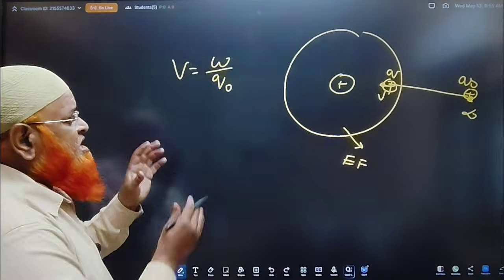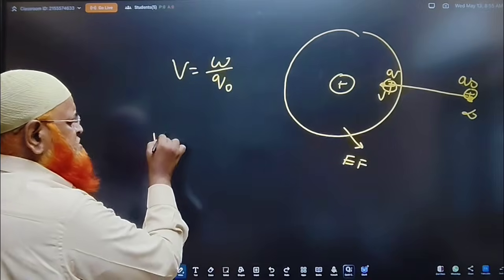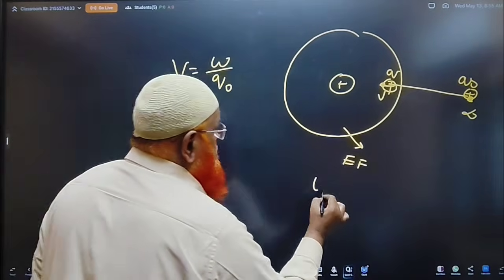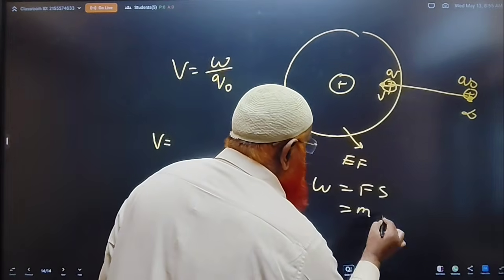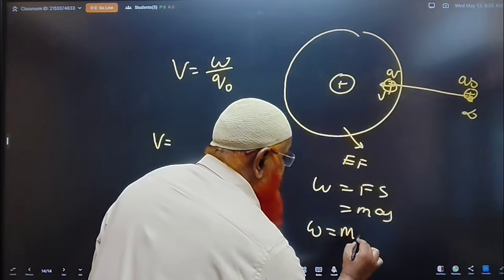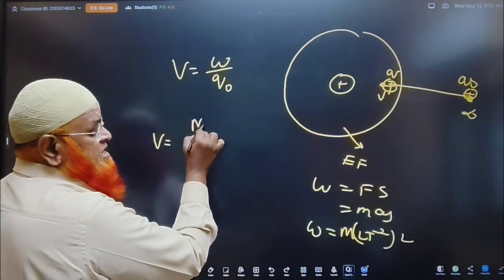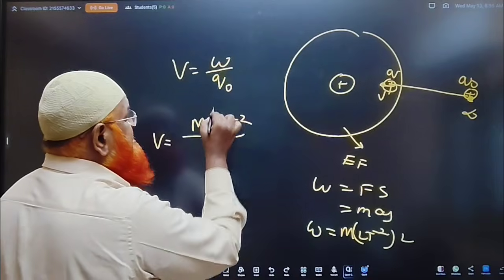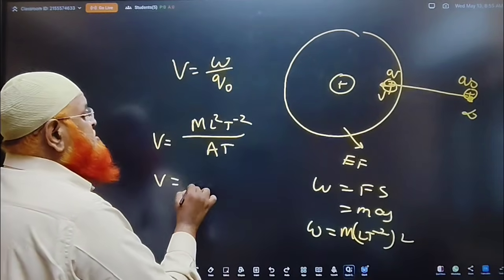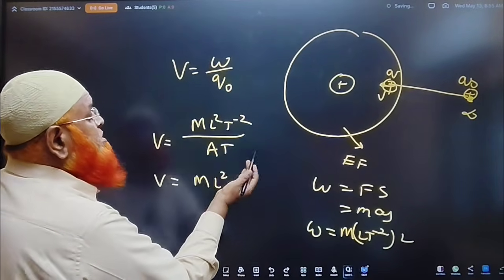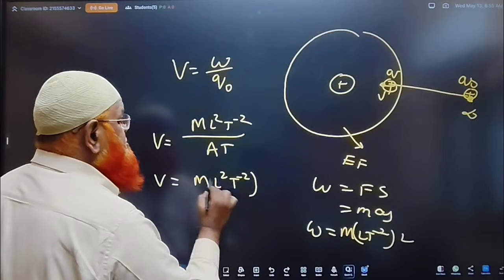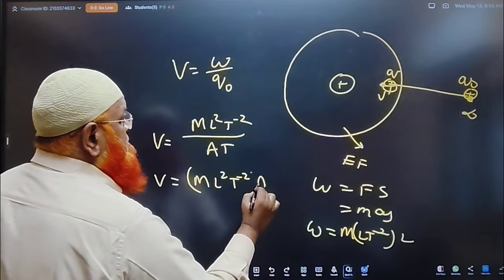So electric potential is nothing but work done on unit charge. It's very easy now. Work done means force into displacement, force means mass into acceleration into displacement. Mass, acceleration is LT power minus 2, displacement is L. So work done means mL square T power minus 2. Charge means A into T. So electric potential is nothing but mL square, T comes to numerator, becomes T power minus 1. This T power minus 2 is going to be A power minus 1.